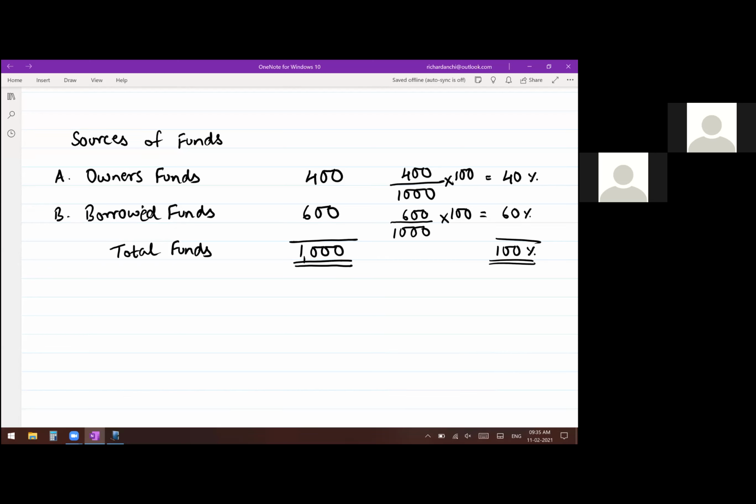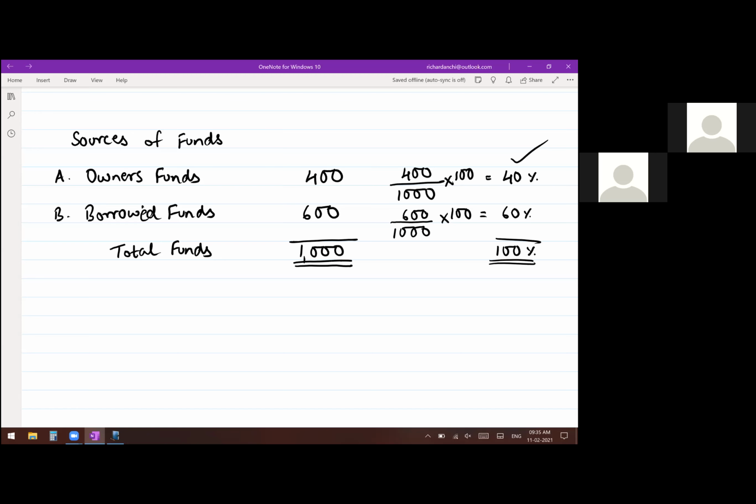Out of your total funds, how much is from owner's funds? Look here and say 40% of total funds has come from the owner. 60% has come in the form of borrowed funds. This is known as common size statement. I have only shown you the liability side. Same thing you will do even on the asset side.